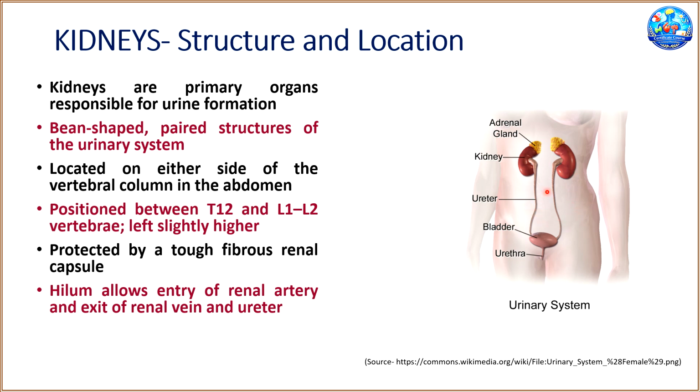They are positioned between the thoracic and lumbar vertebrae, that is, thoracic vertebra 12 and lumbar vertebrae 1 and 2. The left one is slightly higher than the right one. The kidneys are covered by a fibrous capsule, which we call the renal capsule. And we have the hilum, a notch that allows entry of the renal artery and exit of the renal vein and also the ureter.